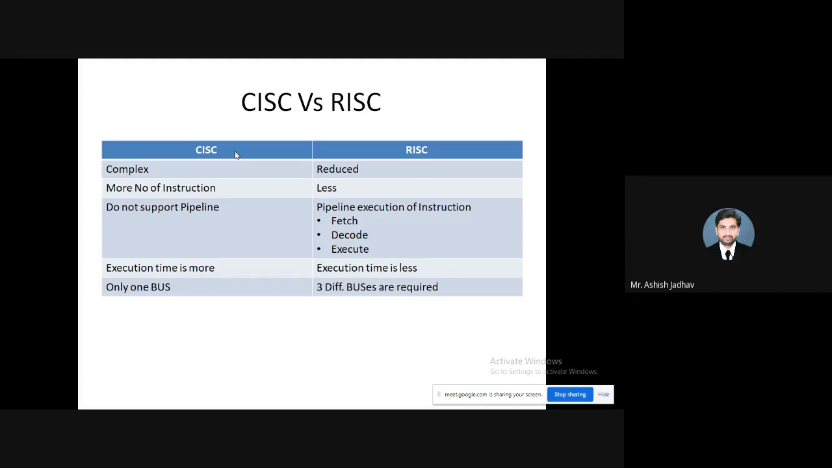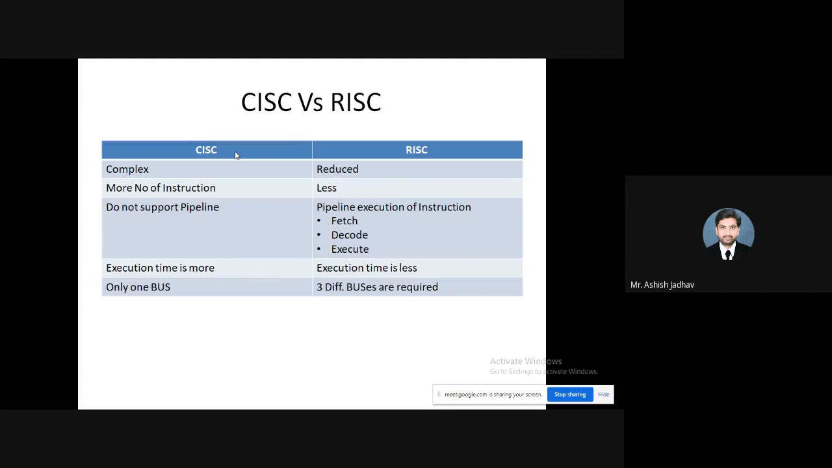So there are 111 instructions. The total number of instructions in 8051 is 111. And in RISC, I can give you the example, PIC microcontroller 16F877A. There you will find 35 instructions, right?